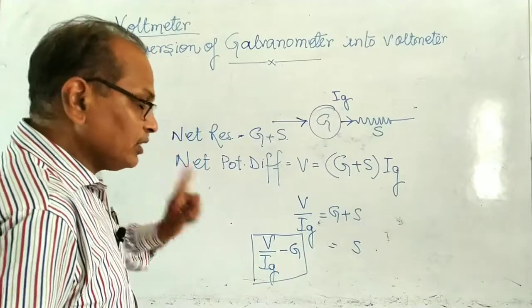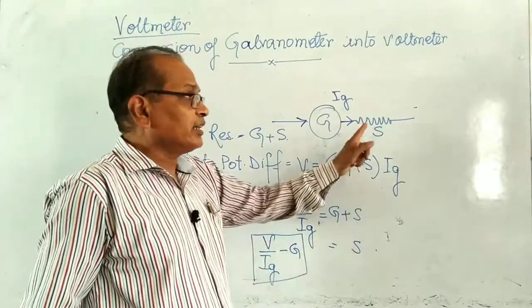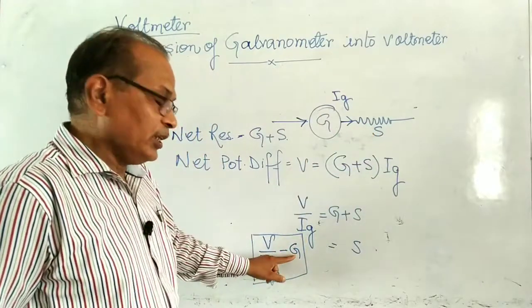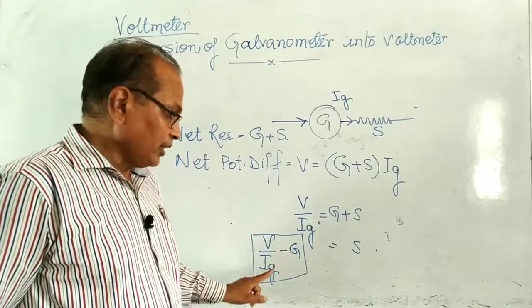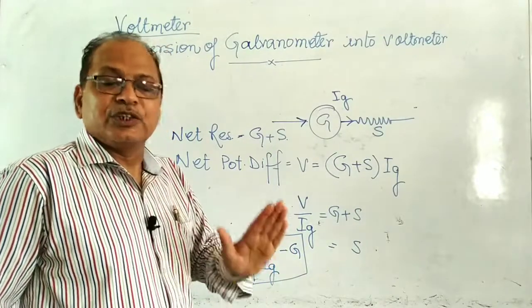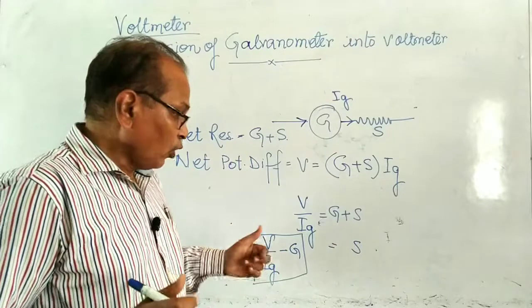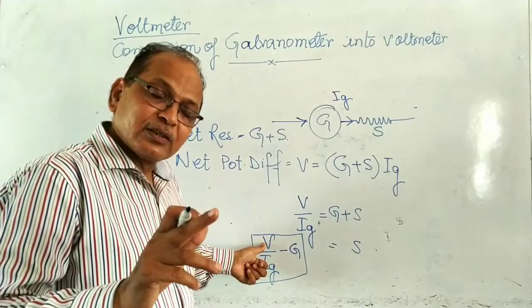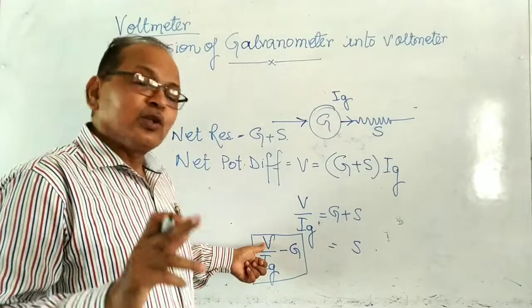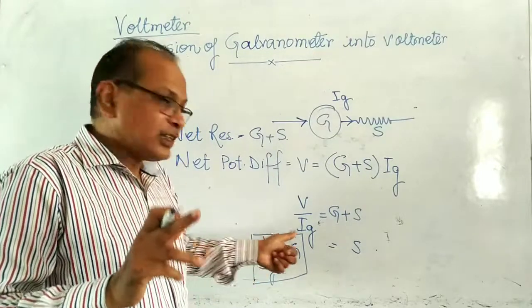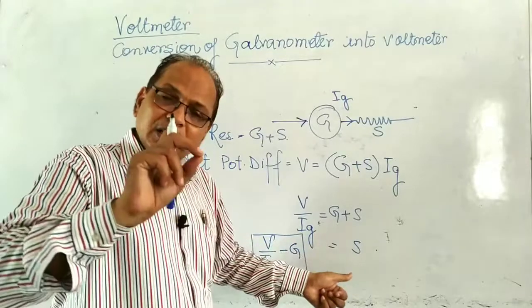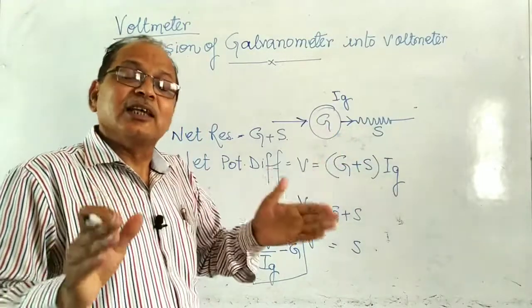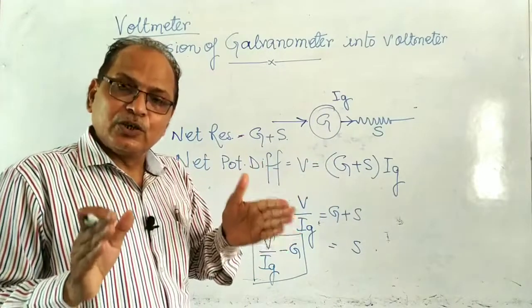So, this shunt must be connected in series with the galvanometer, because G is a constant and Ig is a full scale deflection current which you can measure. Only if you want to measure the potential difference V, then you have to connect S value of resistance in series with the galvanometer. Then this galvanometer can be converted into a voltmeter.